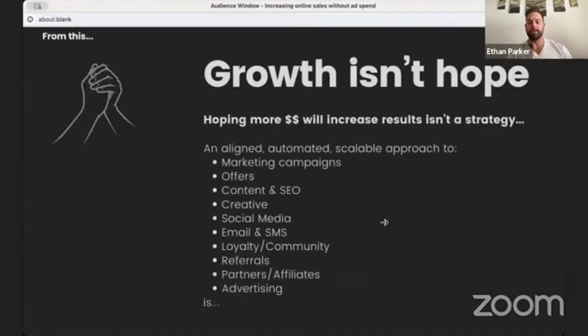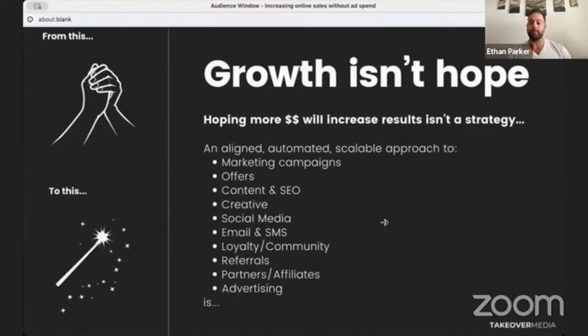And just hoping that we're going to spend more money and increase results really isn't a strategy. An aligned, automated, scalable approach to all these items you see on your screen, marketing campaigns, offers, content, creative, social, etc. The list goes on. In an aligned way, that is a strategy. And that's what we want to talk about today and what we're going to focus in on.